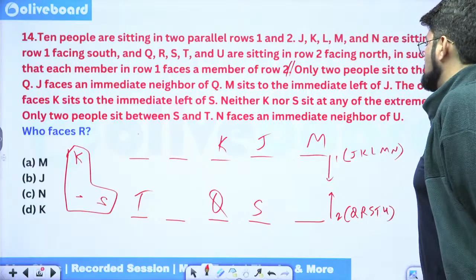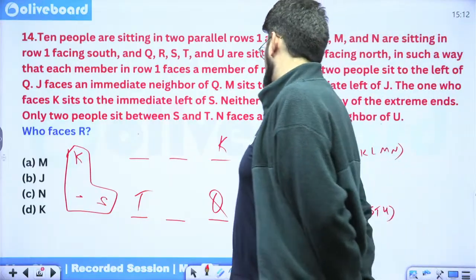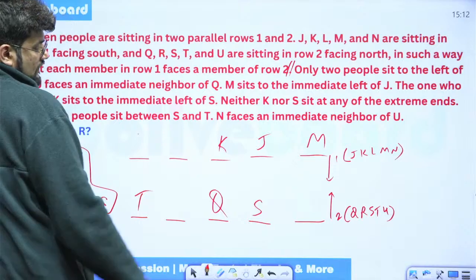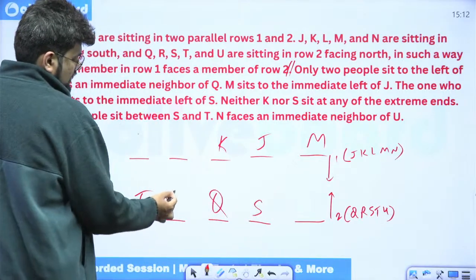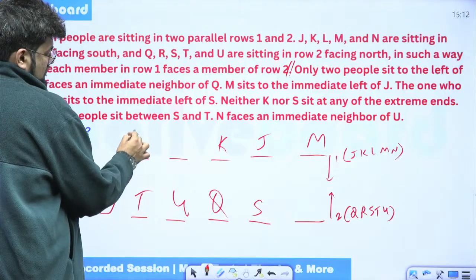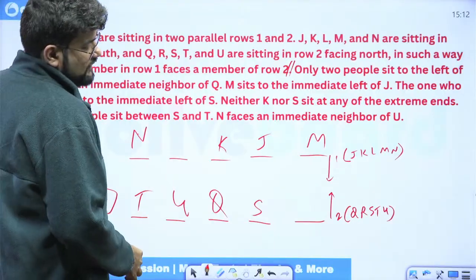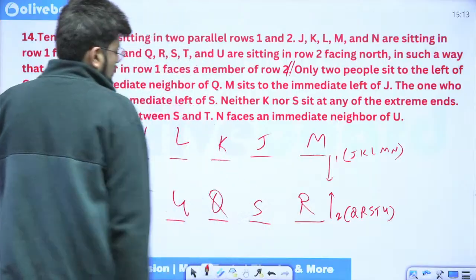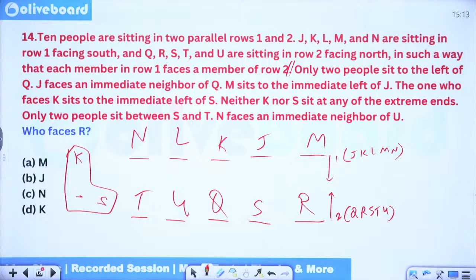N faces an immediate neighbor of U. So that is not possible here. That means U is sitting here, and the immediate neighbor of U, N, is here. So we know that L is the leftover here and R is the leftover here. The question is: who faces R? M faces R. Option A is the right answer.